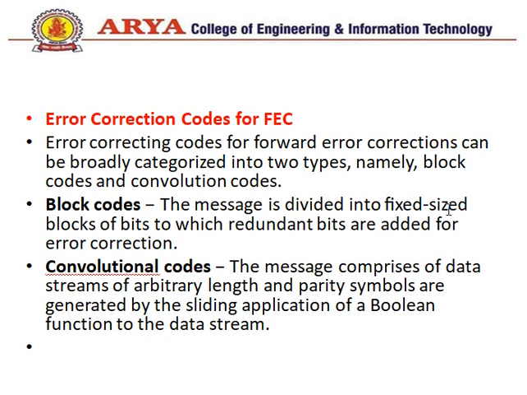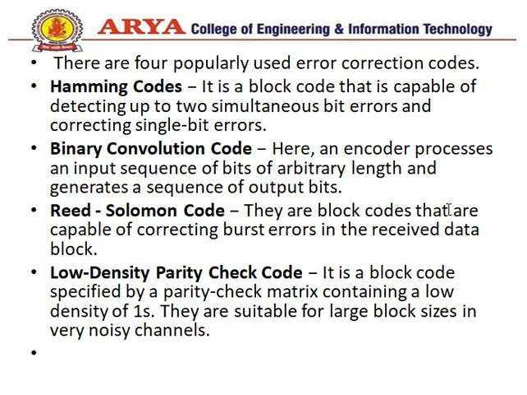Error correcting codes for the forward error correction can be broadly categorized into two types, namely block codes and convolutional codes. Block code: the message is divided into fixed size blocks of bits to which redundant bits are added for error correction. Convolutional code: the message comprises a data stream of arbitrary length and parity symbols are generated by sliding application of a Boolean function to the data stream.